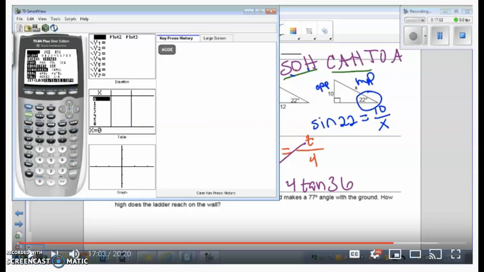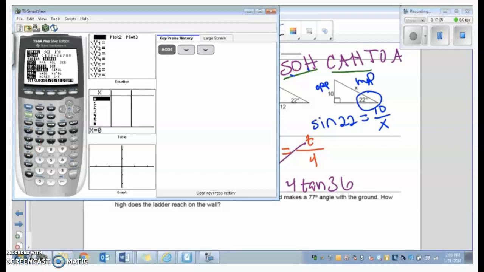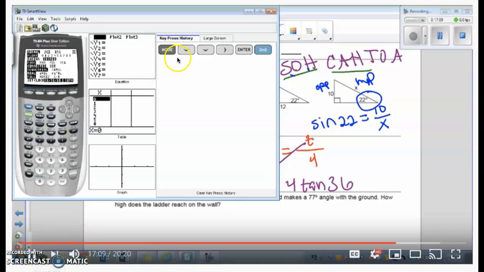The first thing that you want to do is make sure that your calculator is in degree mode. So if you click on mode, that's this button right here. And then you go down to where it says radian/degrees. And you'll see that in this case, it is already in degree mode. So if you look at the buttons here, this is what you'd have to press in order to change the mode.